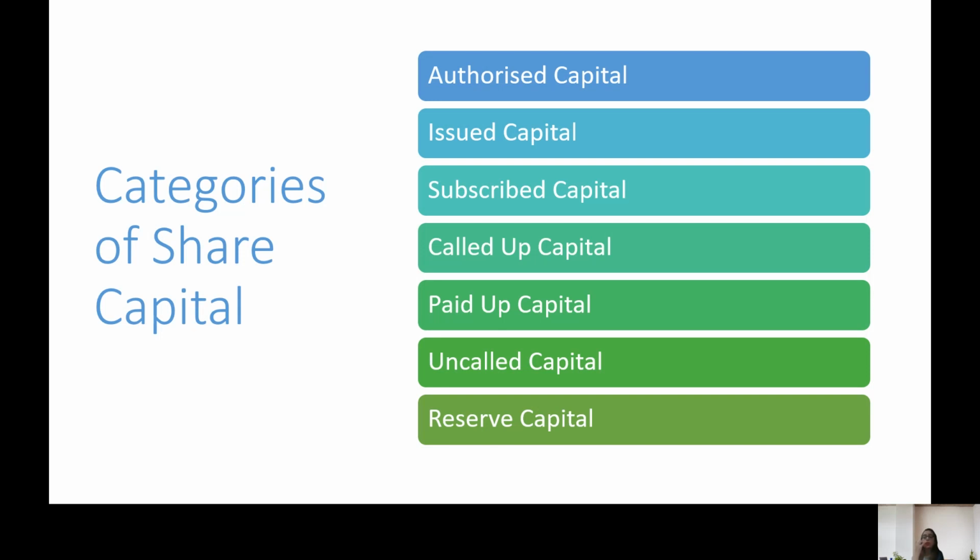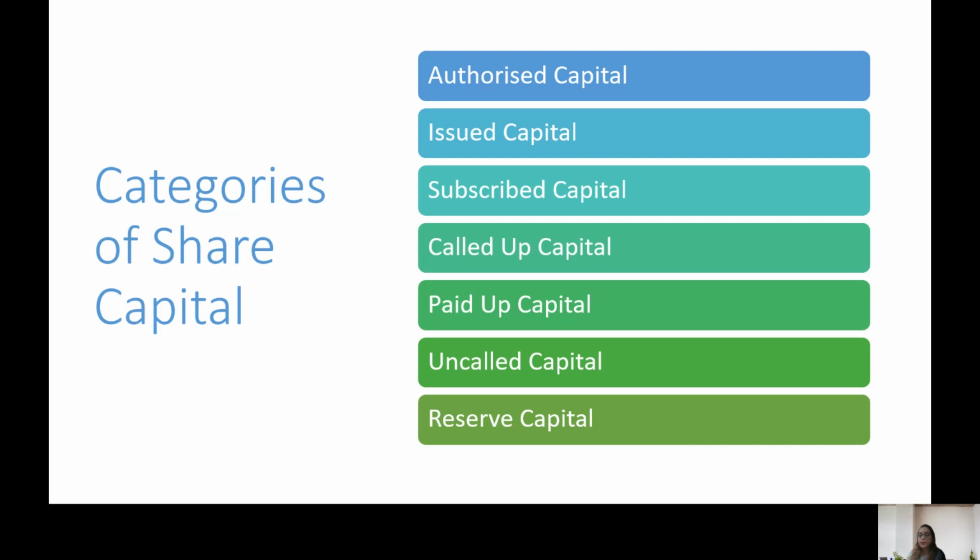Subscribed capital is the part of the issued capital. Suppose the company has issued 1 lakh capital in the market and the public has subscribed only for rupees 80,000, right? So that will be the subscribed capital. Here the subscribed capital is less than the issued capital because there is under subscription, right?